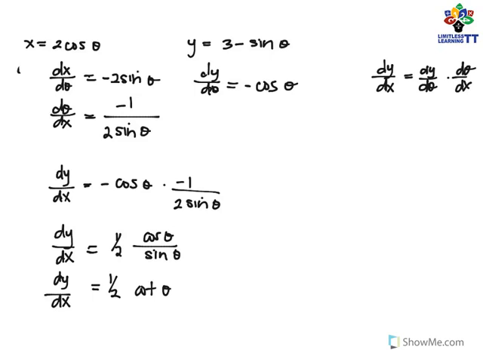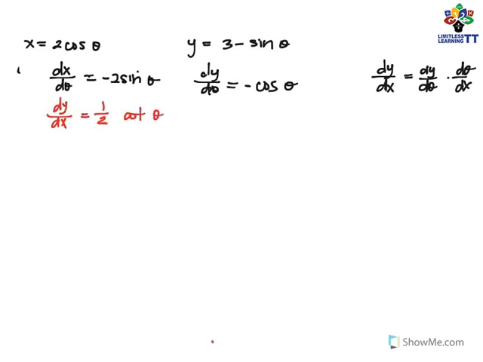Right, so that's part 1. Part 2 says determine the equation of the normal to the curve at the point square root of 3, 5 over 2. So what I'm going to do is just write again what the gradient function is. So just give me a second.